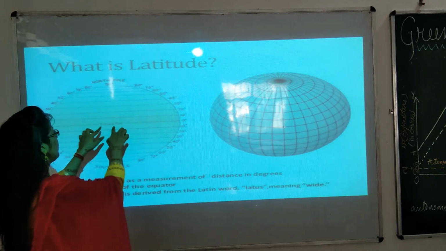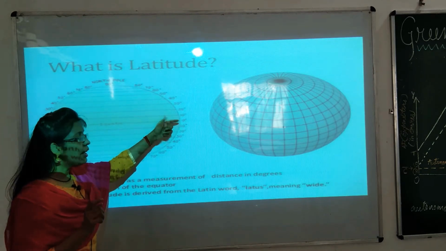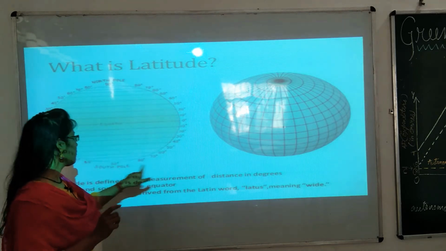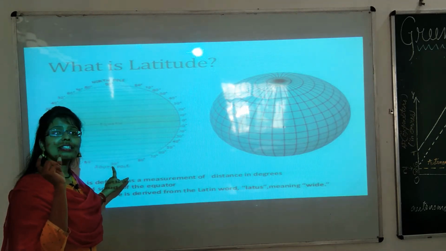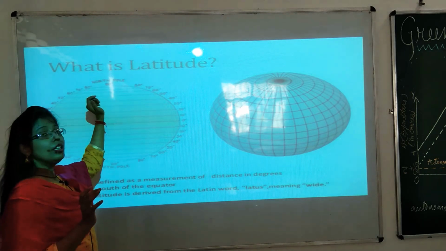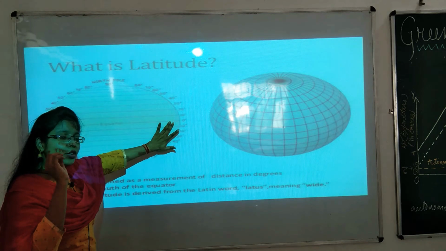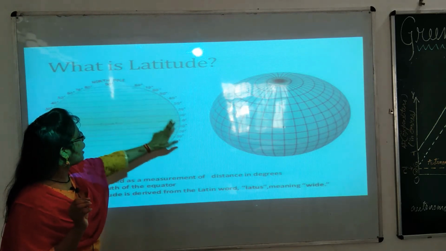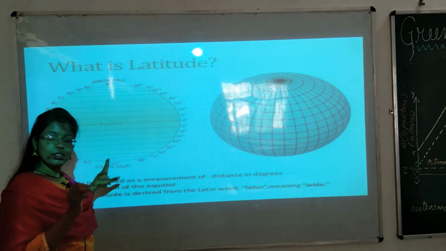How? Just see. Equator is at 0 degree. Now from here the degrees start to the north, 90 degree, and again here 90 degree. There are total 181 degrees of latitude. So 90 degree and here. So definitely in latitude you are going to see the measurement of distance in degrees to the north and to the south.